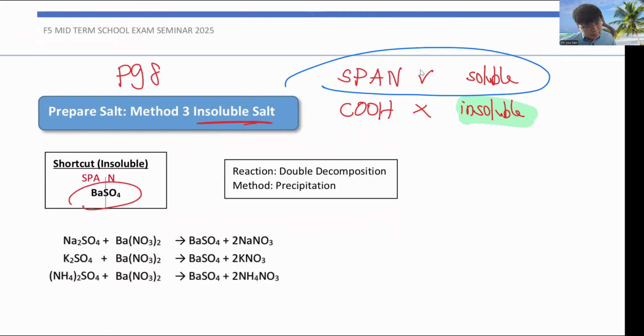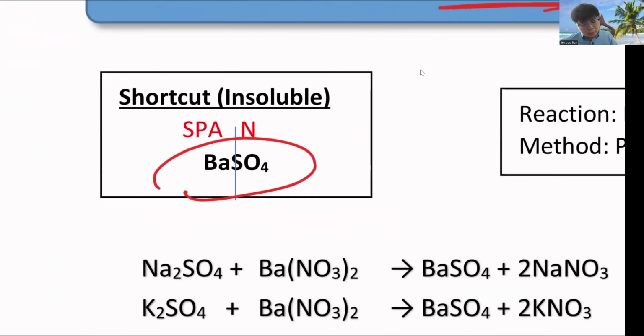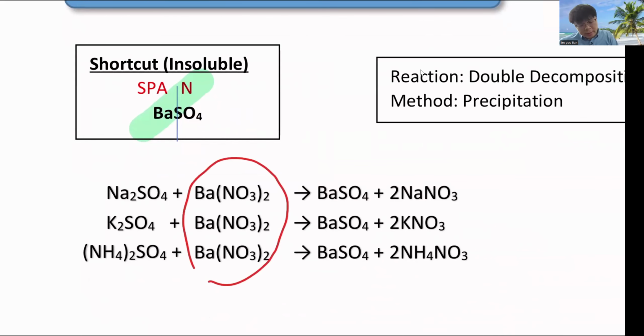So for example, let's say I need to prepare barium sulfate. Then what do I need? I will ask you to suggest SPAN, because SPAN is something soluble. So for the first one, in order to prepare this, this side will be barium nitrate. So you can see here, we use barium nitrate. Then on the other side, we will use sodium, potassium or ammonium sulfate.